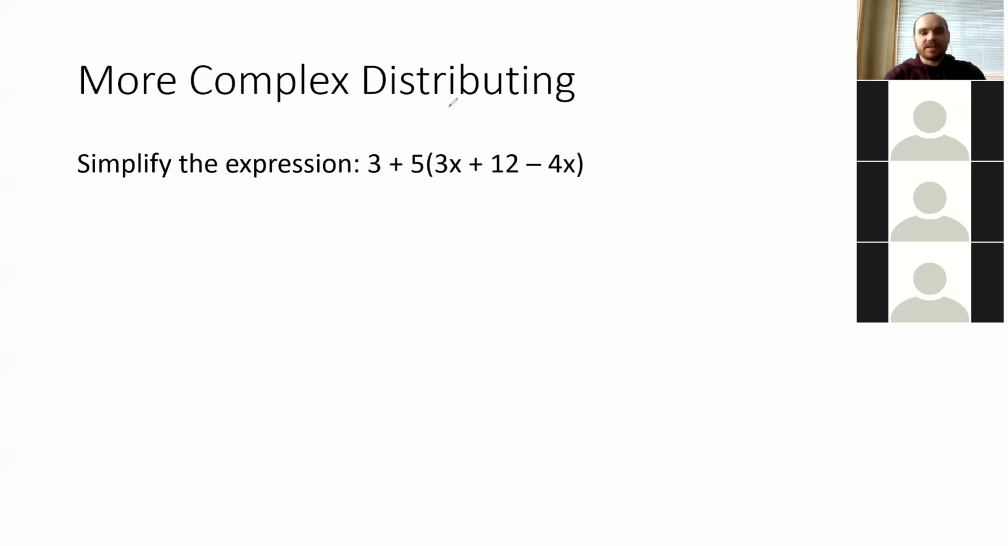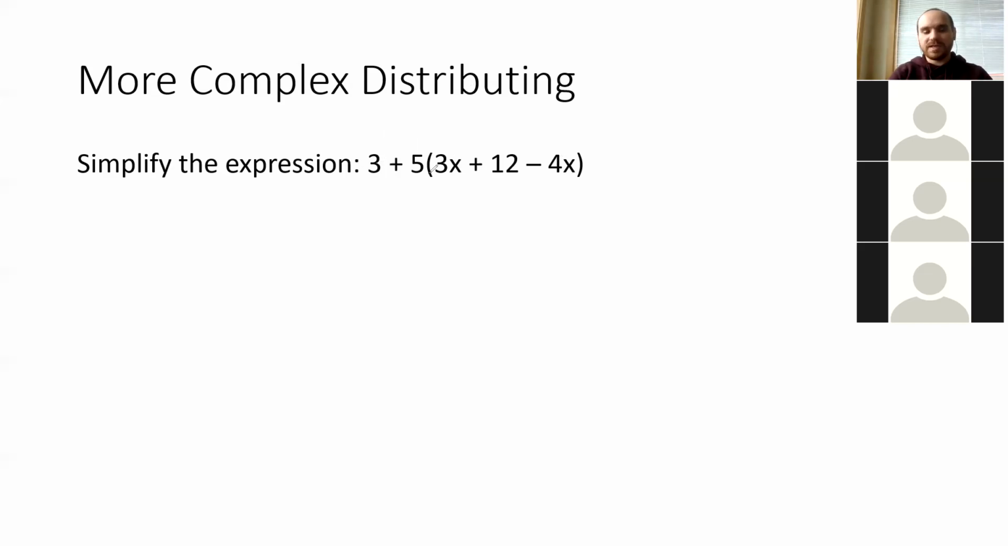Now this one's a little bit different. This one's tougher. We've got 3 plus 5 times 3x plus 12 minus 4x. So this 3, this is something that was really confusing, kids. This 3 right here, you can't do anything with this yet. We need to do our multiplication first, right? If we're doing PEMDAS, whatever is in parentheses comes first, and then exponents, and then multiplication and division, and then addition and subtraction. So this is what we're going to do last.